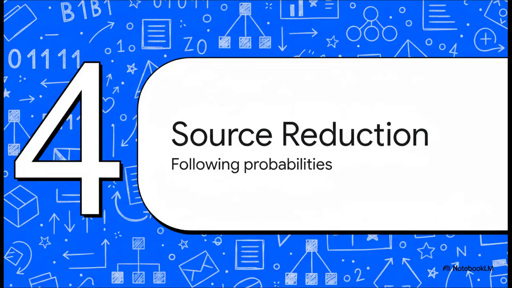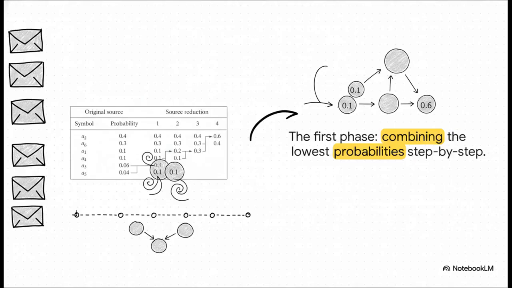Part 4. Executing the source reduction. Following the probabilities. Reading the rules is one thing, but seeing them in action, that's where it really clicks. Let's look at this reduction phase. We've got 6 original source symbols here, A2 down to A5, listed in decreasing probability. Symbol A2 happens 40% of the time, so its probability is 0.4. Down at the very bottom, A5 only happens 4% of the time, so it's 0.04.